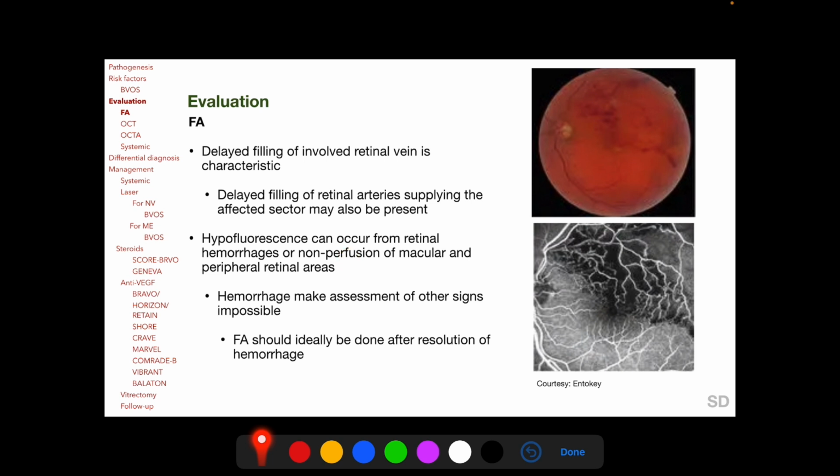So in these two photographs, a color photograph and its corresponding fluorescein angiogram, these areas show blocked fluorescence corresponding to hemorrhage in the color photograph, and these areas show capillary non-perfusion, which do not have any corresponding blocking material in the color photograph. Retinal hemorrhages make assessment of other signs on fluorescein angiogram impossible, and so fluorescein angiography should ideally be done after adequate resolution of hemorrhage.